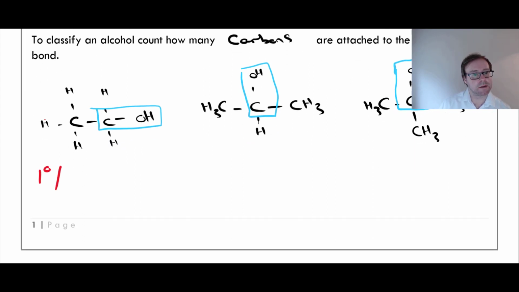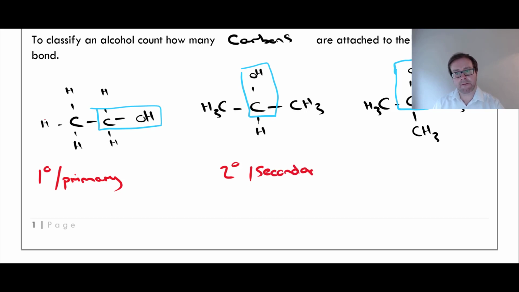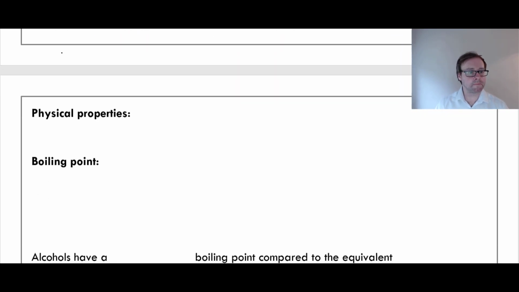So you might see primary as this, a 1 and a degree. Looking at this carbon-OH bond, how many carbons are coming off here? 1, 2. So this is secondary. And lastly, looking at this bond again, 1, 2, 3 coming off. So this is tertiary. Pretty simple. Okay, so moving on.